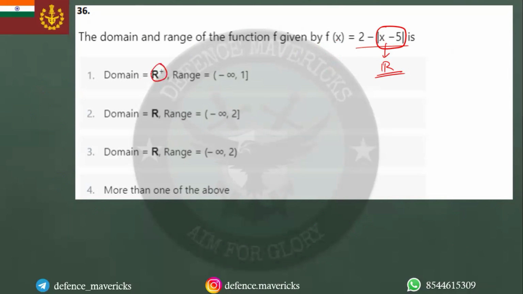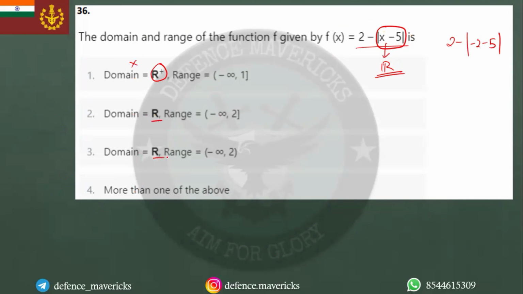यहाँ पे लिखा है R plus. That means they are saying that domain should be only positive real numbers. Why? Negative ने क्या खराब किया? अगर मैं x को -2 डालूं तो आंसर आएगा ना. दिक्कत क्या है? तो इसको एलिमिनेट कर दो वैसे भी. ठीक है, so this or this both are possible.